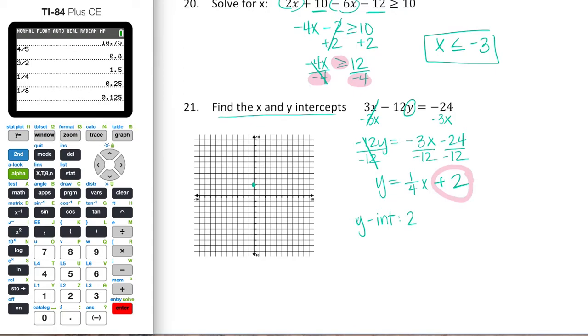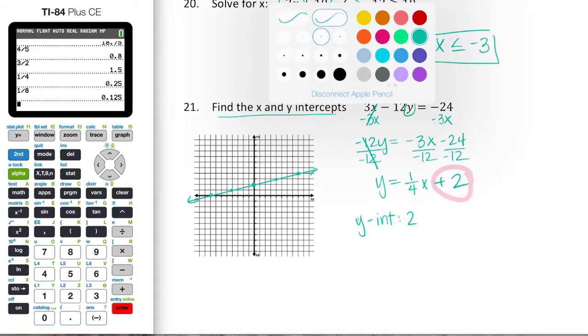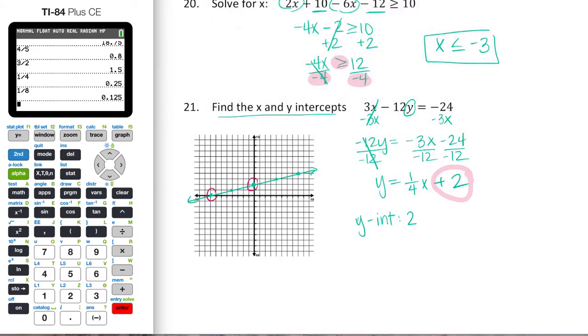And our slope is 1 over 4. So going up 1 and over 4, up 1 and over 4. If we do it the other way, down 1 to the left 4, down 1 to the left 4. And we can graph it. So we have our y-intercept here, and our x-intercept here. So our x-intercept is going to be at negative 1, 2, 3, 4, 5, 6, 7, 8, at negative 8. So if we put that into a coordinate point, this is going to be 0, 2. This is going to be negative 8, 0.